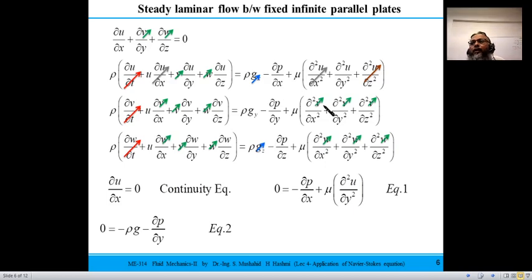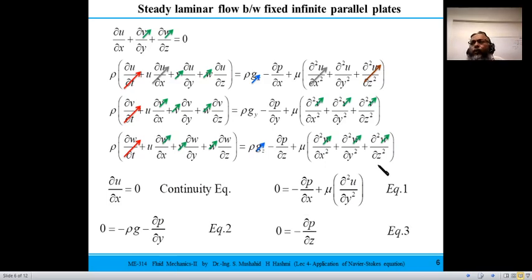The velocity component in the y direction is 0 because there is no flow coming out of the plates. So all the viscous terms of the y momentum equation are gone. You only end up with the pressure term and the gravitational force term. We call this equation number 2.